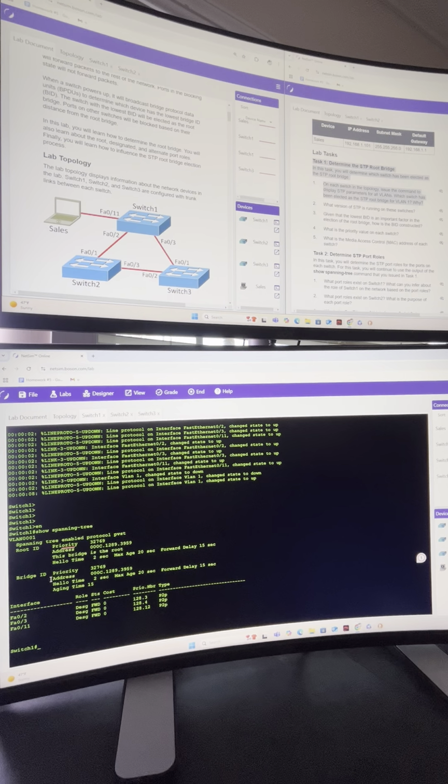And then also, if we compare our bridge ID, which is the specific ID for this switch, and also the root ID, they are exactly the same. As you can see, this is the same MAC address. So this is how we know that this is the root bridge.